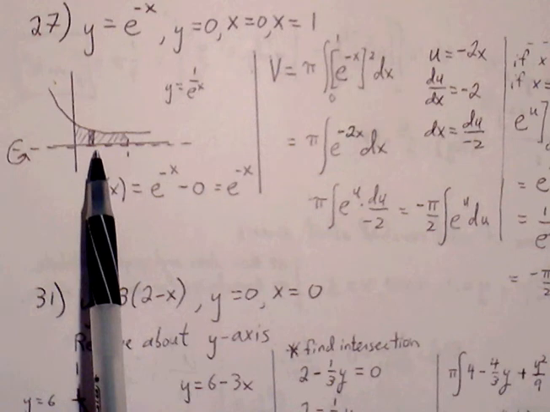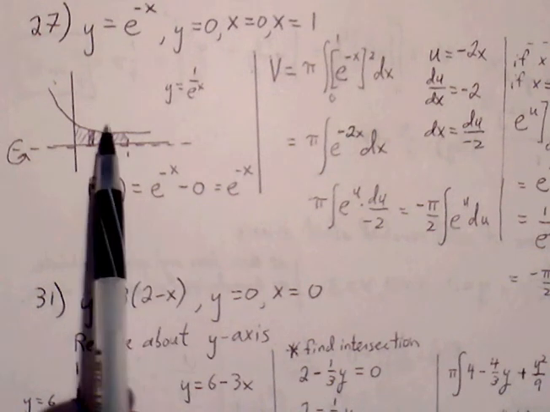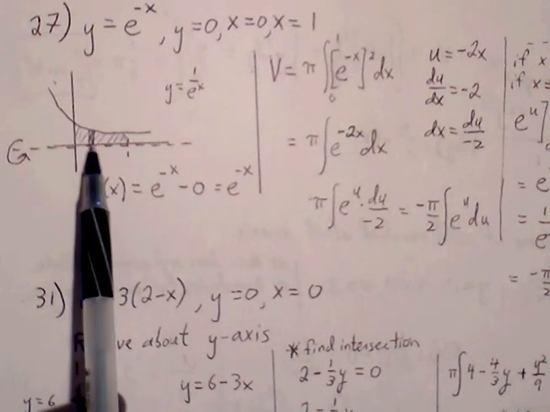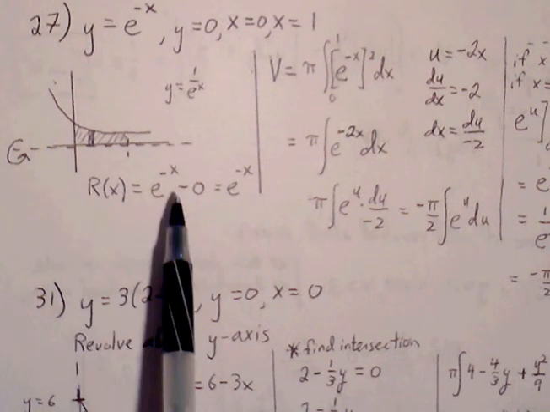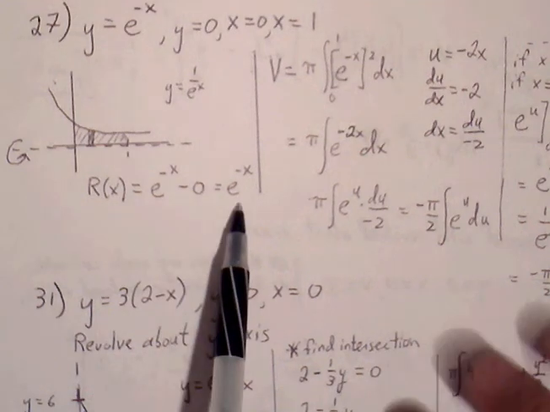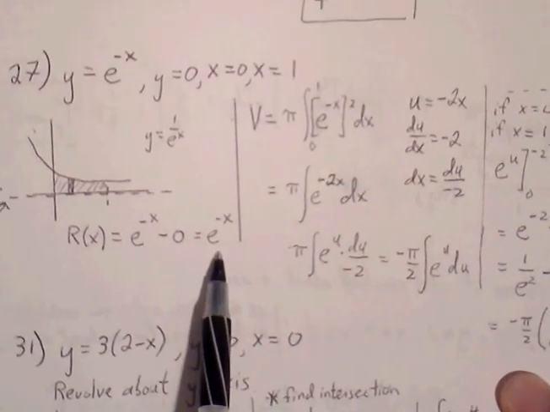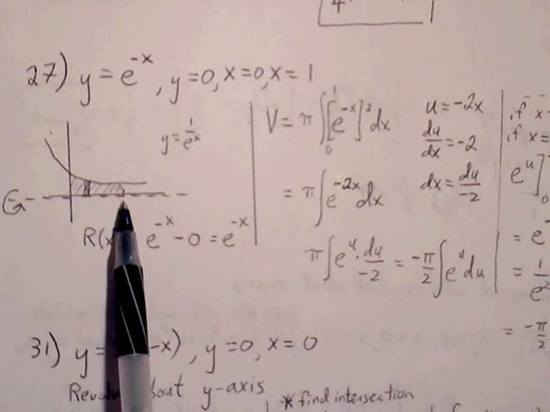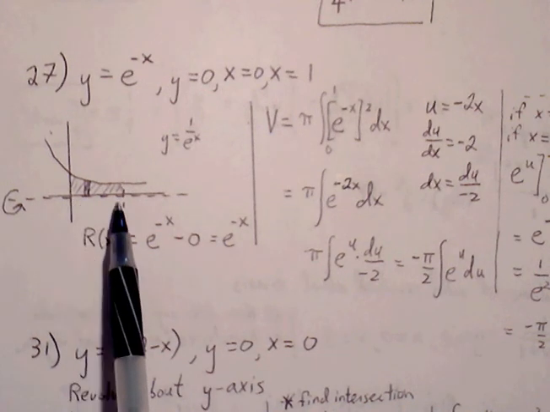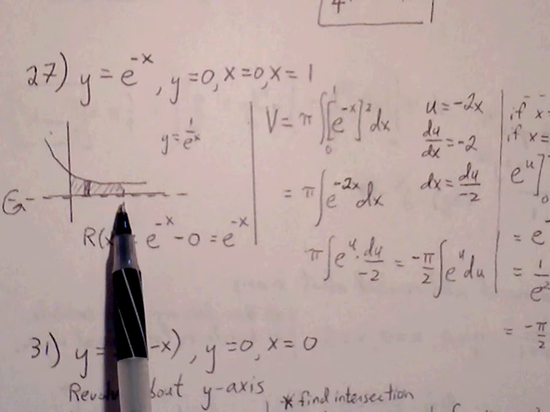So our top graph is e to the negative x. This is the curve. Our bottom graph is 0. That's where the bottom of this radius is hitting. So e to the negative x minus 0 is simply e to the negative x. That's our radius. And our bounds are from 0 to 1. 0 is the furthest left the graph goes, and 1 is the furthest right the shaded region has going.